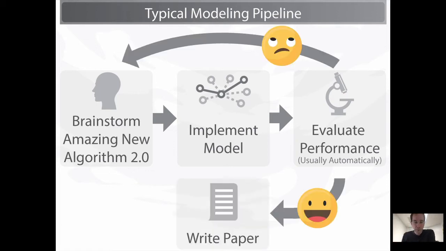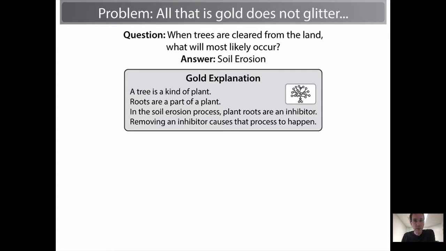Then, if our model performs better than the baseline model, life is good, we write up the paper and we submit it somewhere. But much more commonly, of course, the idea doesn't work. We go back to the drawing board and wash, rinse, repeat until our automatic evaluation shows that we've come up with an idea that advances the state of the art. The problem with this, to quote Bilbo Baggins from The Hobbit, is that all that is gold does not glitter.